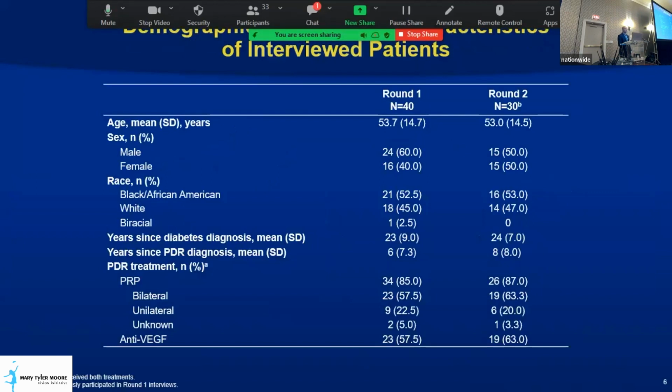So the demographics and clinical characteristics of our interview patients for round 1 and round 2 were mostly consistent. The mean age was 53 years. Most were Black or African American, and the mean years since PDR diagnosis ranged from 6 to 8 years. You'll note that in round 1 we had 40 patients that were interviewed, and in round 2 we had 30. Those 30 that were included in round 2 were also interviewed in round 1.